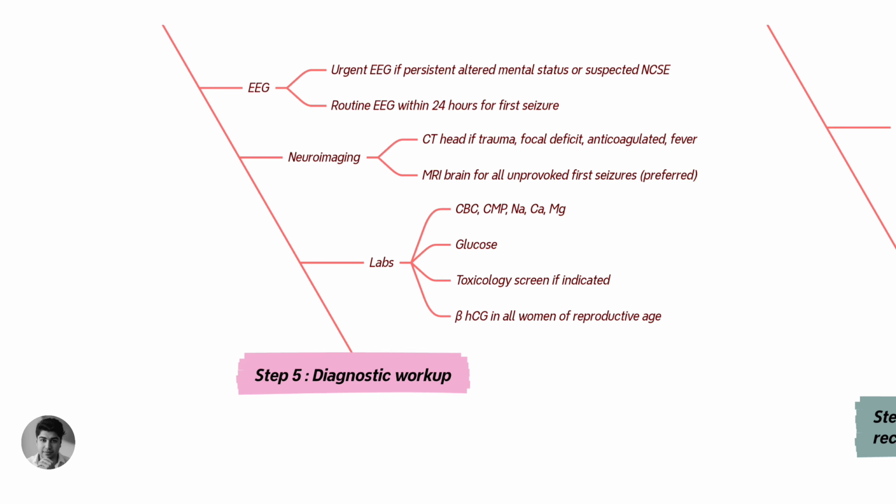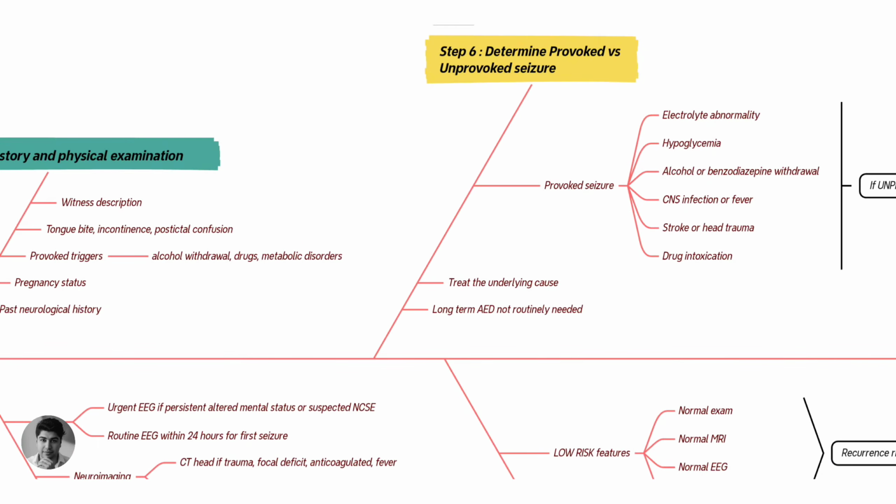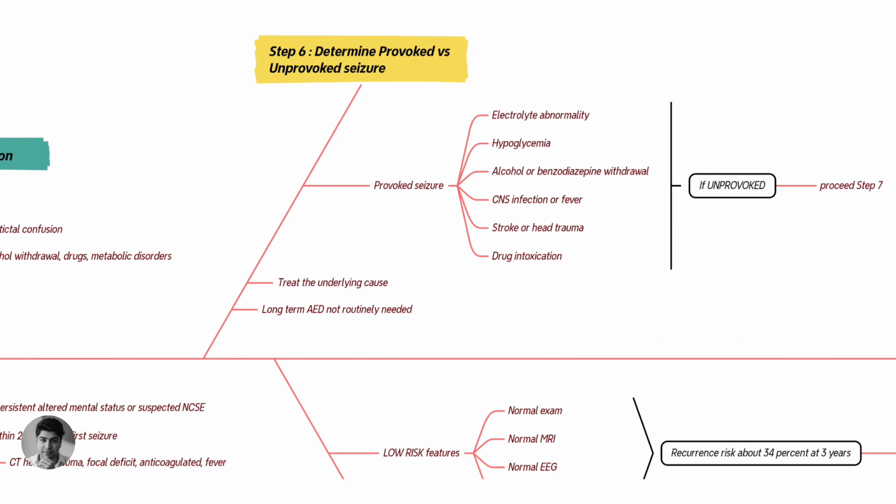Section 6 from the chart: provoked versus unprovoked. If seizure is provoked, metabolic, infectious, withdrawal, treat the cause and avoid chronic antiepileptics. If unprovoked, proceed to risk stratification. No clear provoker yet, so we continue.